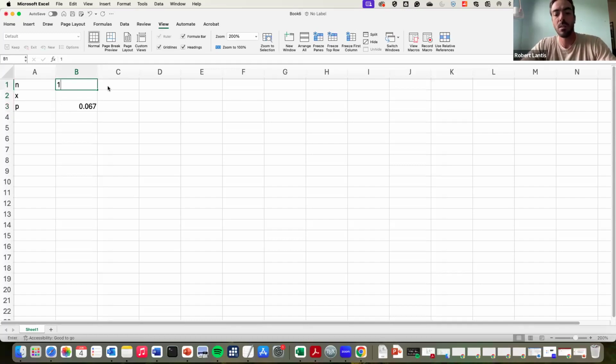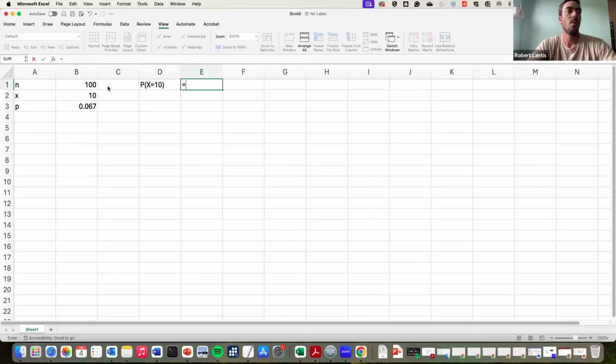But here, let's think about, I've got 100 different households. What's the probability that I see 10 of them actually be millionaires, right? So if I want to know the probability of this random variable X is equal to 10, I could type in that whole binomial distribution equation that we looked at before. So n factorial over x factorial times n minus x factorial, all of that, right? But that's going to be a lot of work, and there's an easier way to do it.